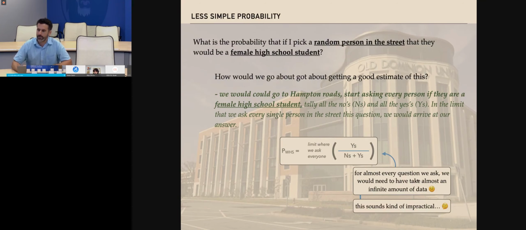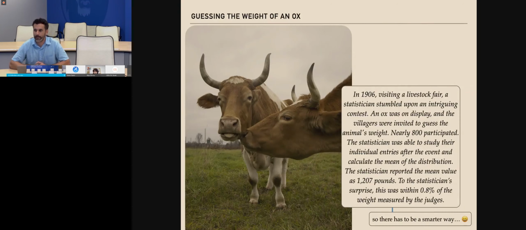And so to give you insight that there's got to be a better solution to this, I think it's useful to look at an anecdote. So here's an anecdote from 1906, where a statistician appeared in a livestock fair. What is a livestock fair? I don't actually know, but I think it's a fair where people are showing their livestock, right? So they're showing oxen, cows, etc., right? And I'm a city person, so that shows my ignorance.